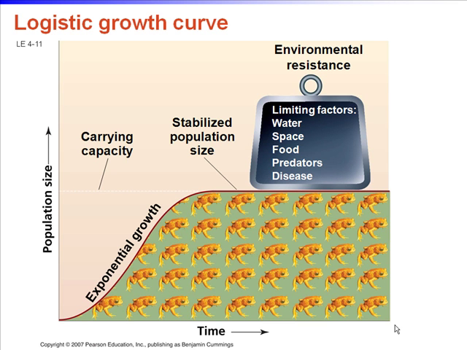Now the limiting factors, such as the physical, chemical, and biological characteristics, examples here are water, space, food, predators, disease. We can categorize these limiting factors all as environmental resistance. So that's a kind of a catch-all for all the different limiting factors that occur.